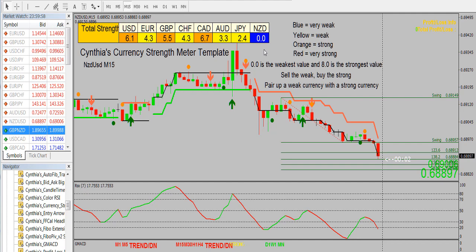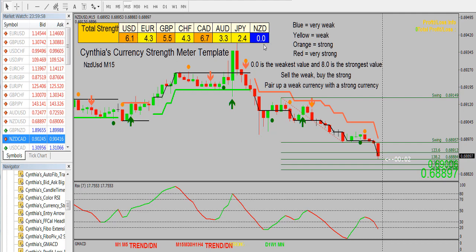Now, as an example, I started with the New Zealand dollar paired with the US dollar because the New Zealand dollar is the weakest, and this is how you look for a strong currency to pair it with. I just chose the US dollar, but I could have chosen the pound. It's not as strong as the US dollar. The numerical value is not as strong, and here's the CAD, which is stronger even than the US dollar. So let's take a look at the New Zealand CAD, because the New Zealand dollar is very weak and the CAD is the strongest, being orange 6.7.